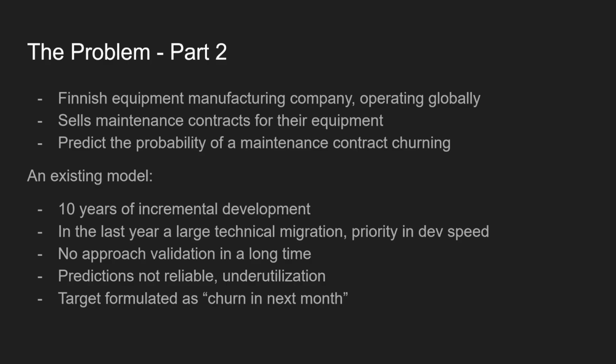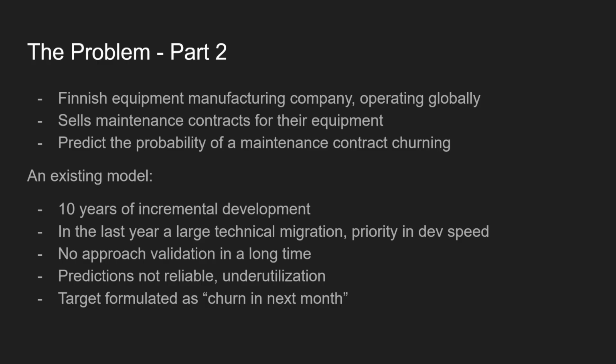I did the thesis for this Finnish equipment manufacturing company that operates globally. They sell maintenance contracts for their equipment, and then the goal here is to predict the probability of such a maintenance contract churning. They do have an existing model. It's the result of 10 years of incremental development by different teams and different people. And in the last year, it also underwent a large technical migration with a priority in development speed. So there has not been a proper validation of the approach and methods in a very long time.